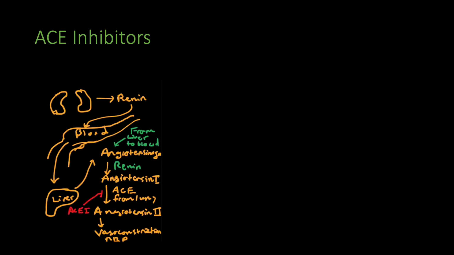For now, at least for testing purposes, know that ACE inhibitors are used to block the conversion from angiotensin 1 to angiotensin 2.